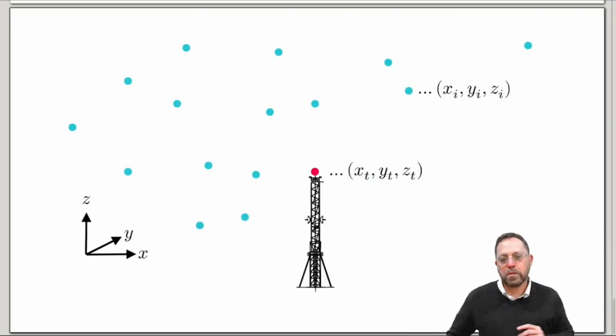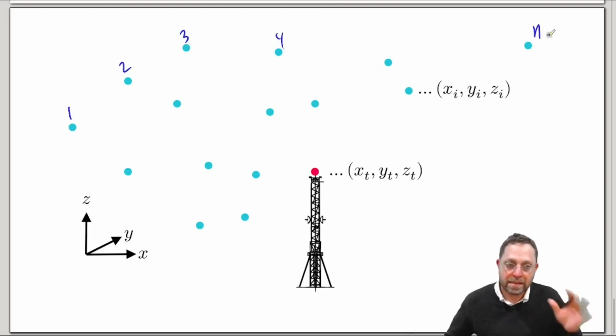In this problem, we have a cell phone tower that is located with respect to a 3D coordinate frame at position xt, yt, zt. And then we also have a bunch of cell phones, and they're out and about in the world. There's cell phone 1, 2, 3, 4, etc. up to n. So there are n cell phones. This is the ith one. And each cell phone has a position, which is xi, yi, zi.